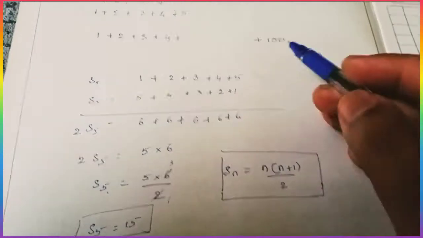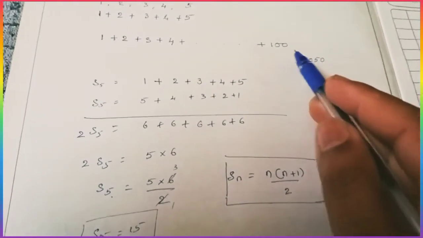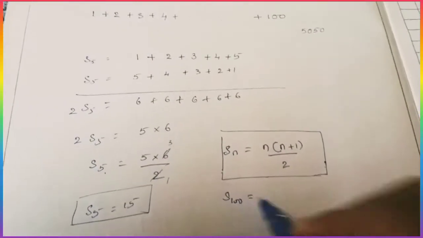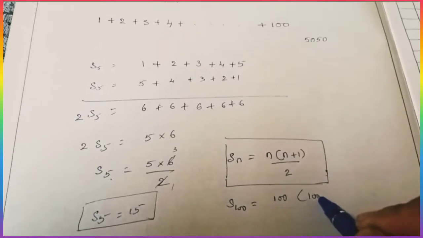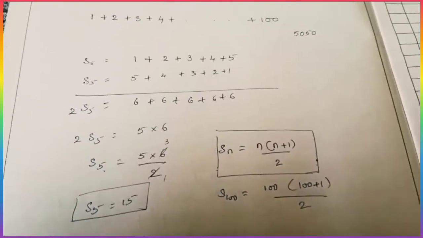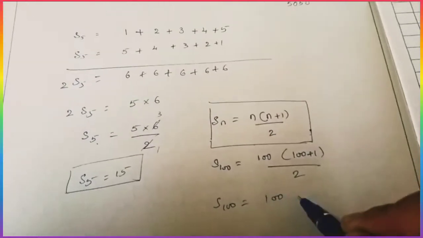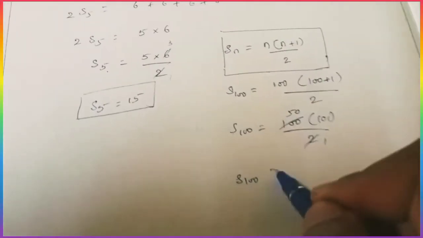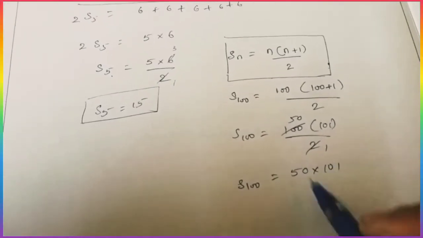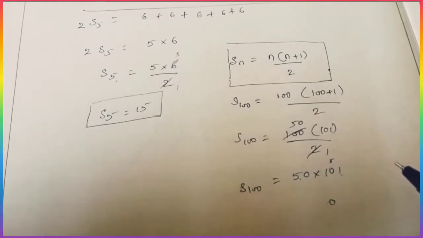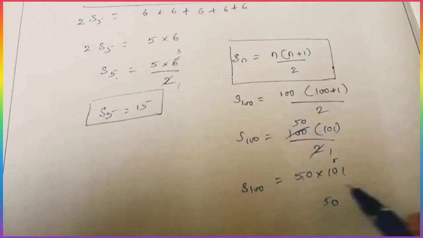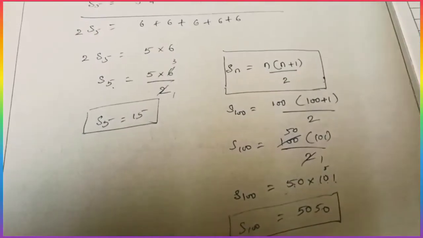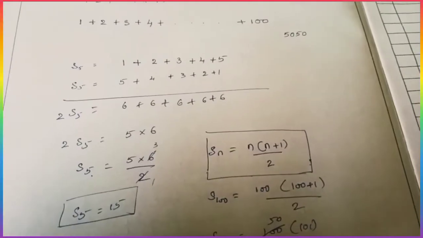We will use this formula to check whether the answer that the student got is correct or wrong. How many terms were given? 100 terms. Instead of n, we write 100. n plus 1 is 100 plus 1, by 2. So S100 is equal to 100 into 101 by 2. 2 ones are 2, 2 fifties are 100, so S100 is equal to 50 into 101. 50 into 1 is 50, 50 into 0 is 0, 0 plus 5 is 5, 50 into 1 is 50. So the sum of 100 terms was 5050, and the answer given by the student was correct.